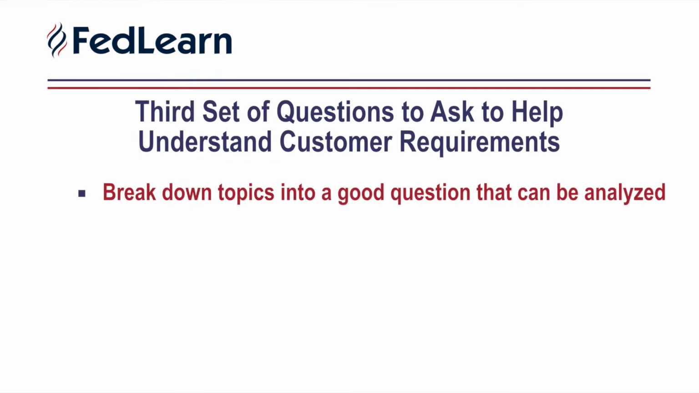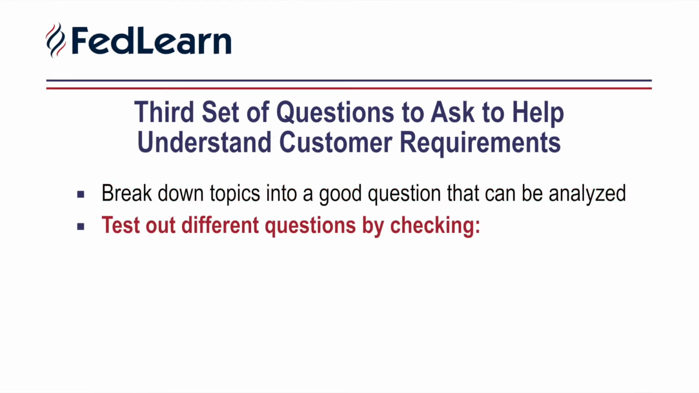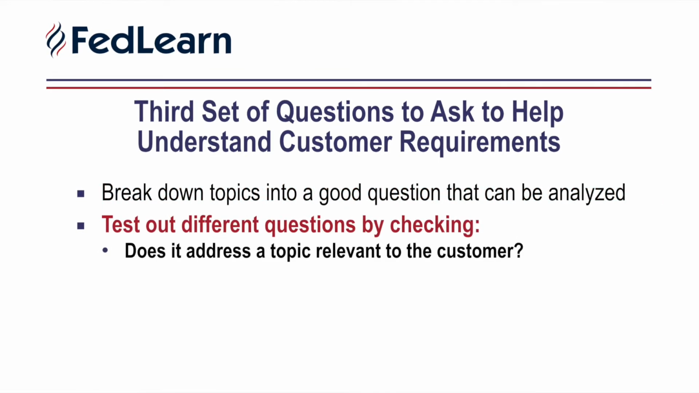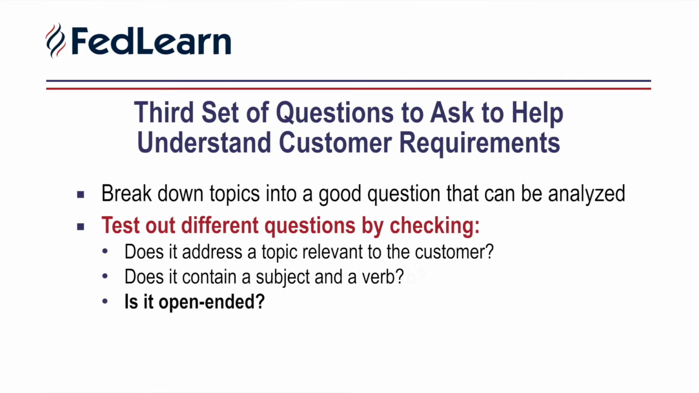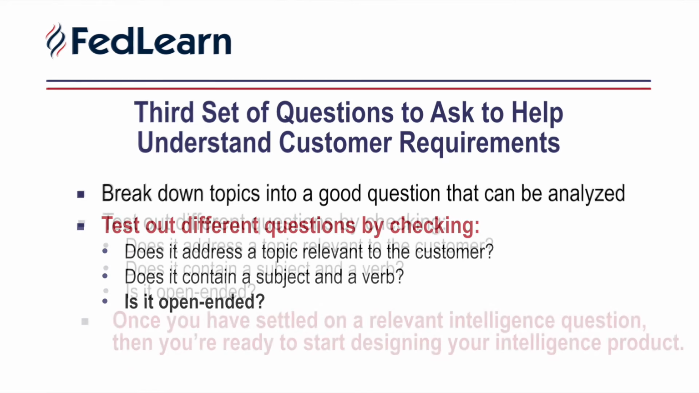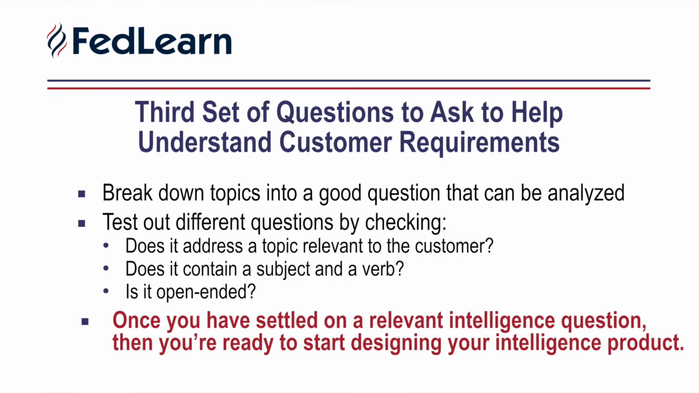In the third step, you break down the topics into a good question that can be analyzed. Test out different questions by checking: does it address a topic relevant to the customer? Does it contain a subject and a verb, and is it an open-ended question? Once you have settled on a relevant intelligence question, then you're ready to start designing your intelligence product around that.